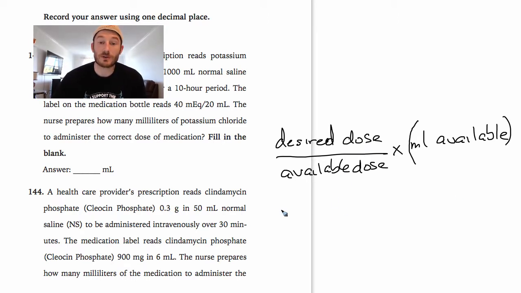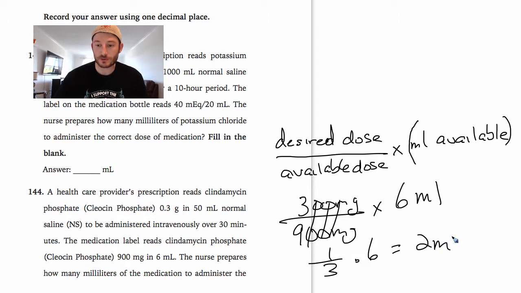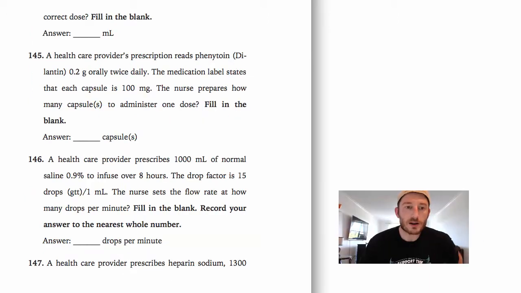So desired dose. We said 0.3 grams, but we converted that, right? So that was 300 milligrams. Available dose. Well, it's in 900 milligrams. And what is it in? It's in 6 mLs, right? That's the mLs of what we have available. 6 mLs. Same thing, 3 over 9 is a third, and a third of 6 is 2. You're done.